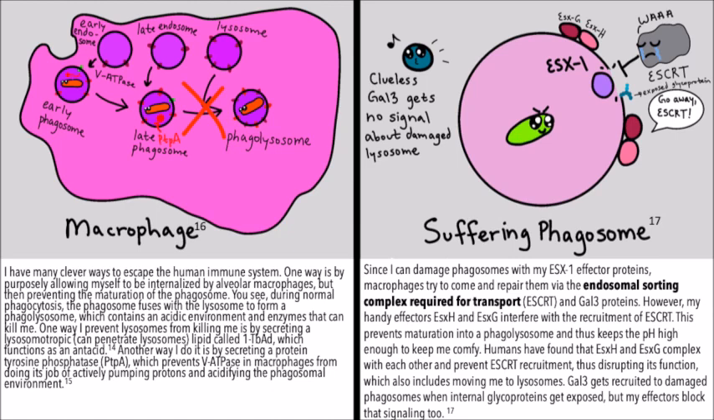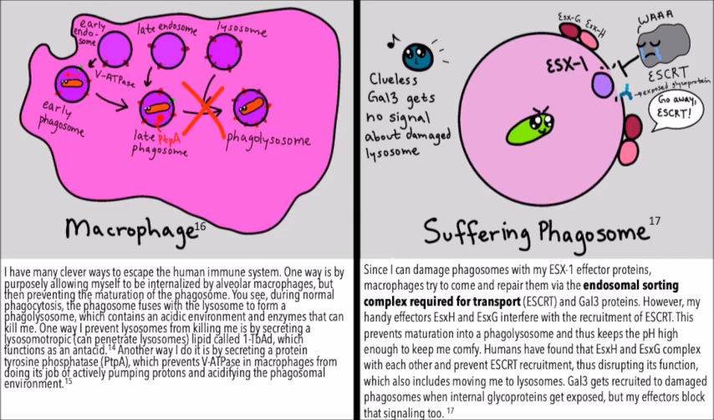Since I can damage phagosomes with my ESX-1 effector proteins, macrophages try to come and repair them via the endosomal sorting complex required for transport, or ESCRT, and Gal3 proteins. However, my handy effectors EsxH and EsxG interfere with the recruitment of ESCRT. This prevents maturation into a phagolysosome and thus keeps the pH high enough to keep me comfy.